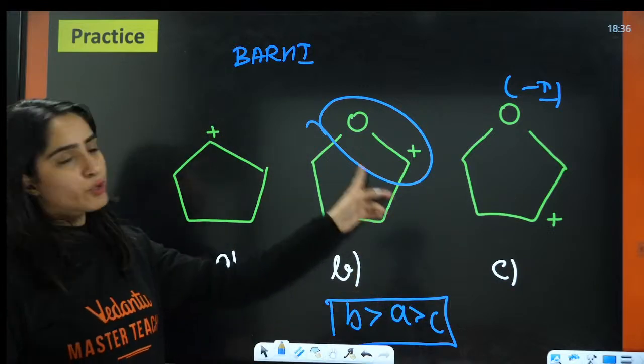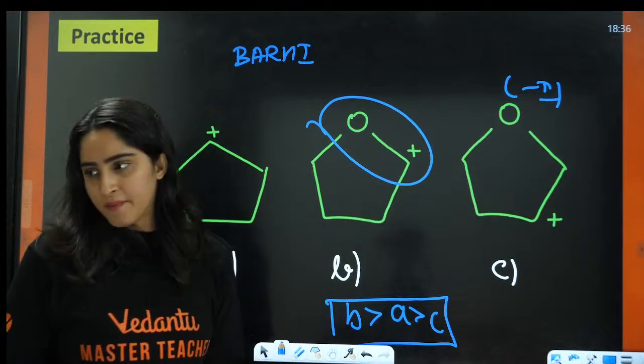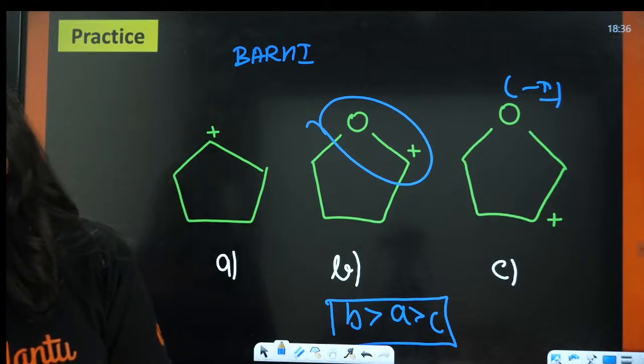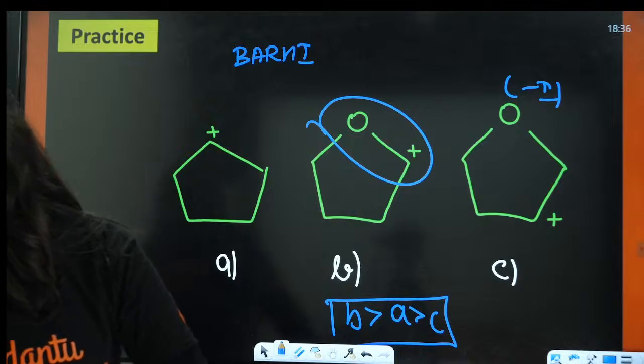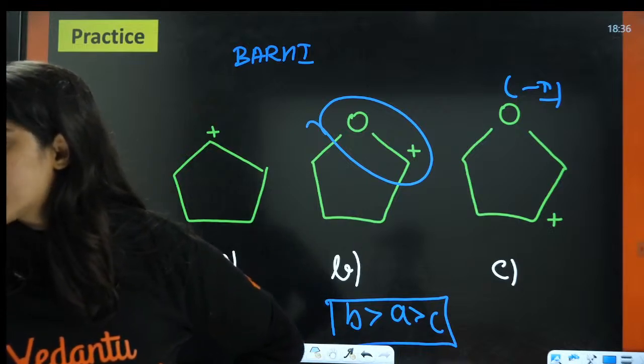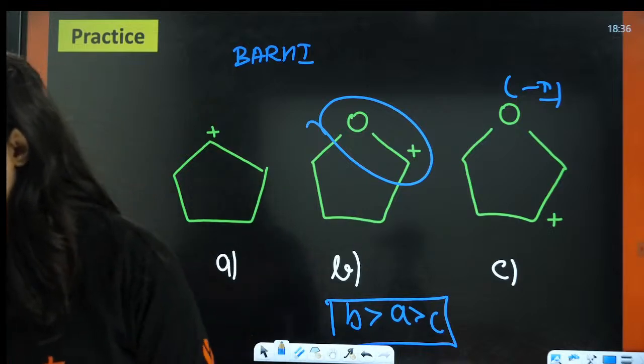And B is the most stable due to back bonding. So the order is B, then A, then C.